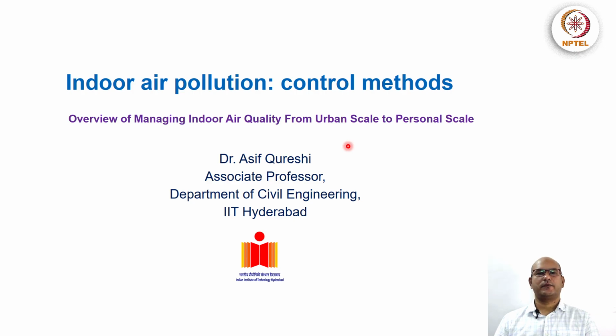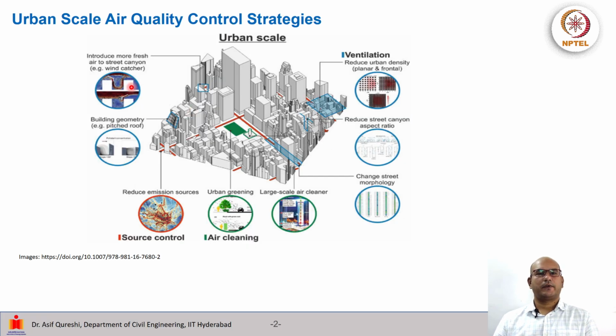In this lecture, we will have an overview of managing indoor air quality from urban scale to personal or the room scale. First, we will look at what could be done at the urban scale. So this is a schematic or an illustration of how an urban area looks, with a lot of buildings and some open areas in between. So how do we manage the quality here?